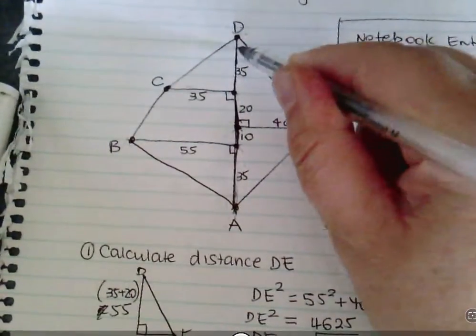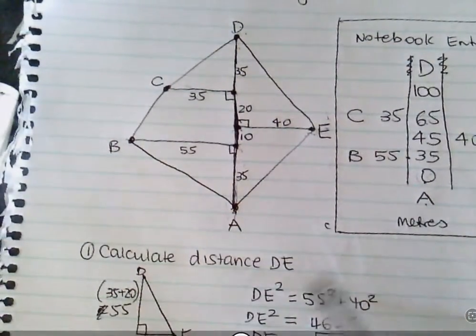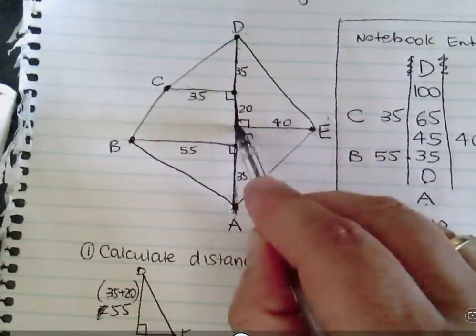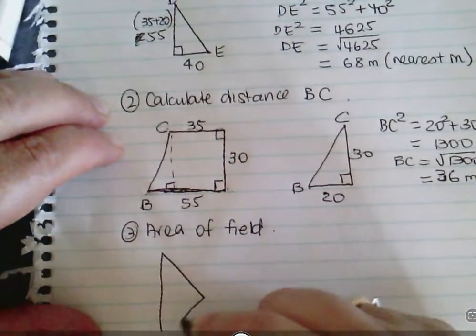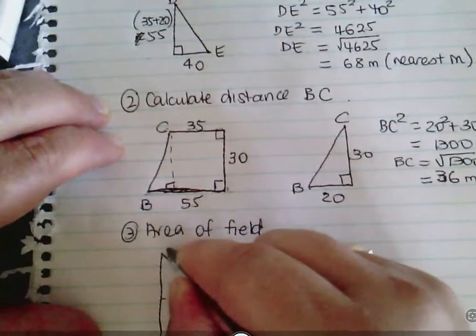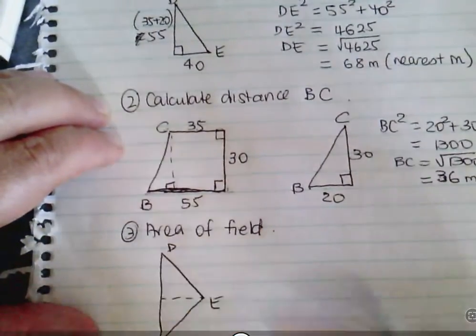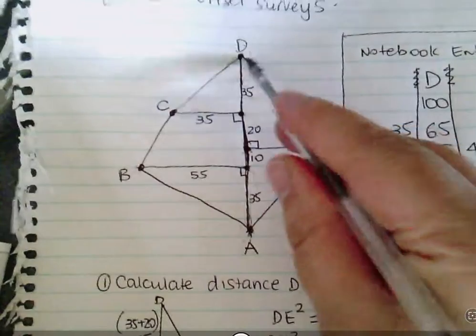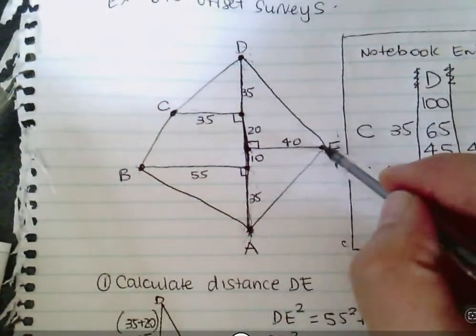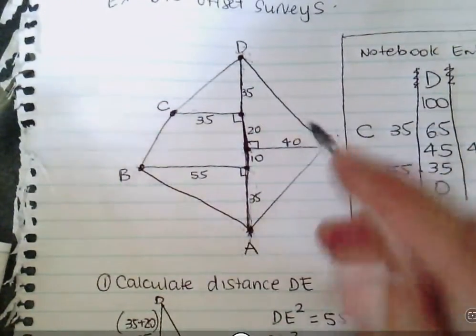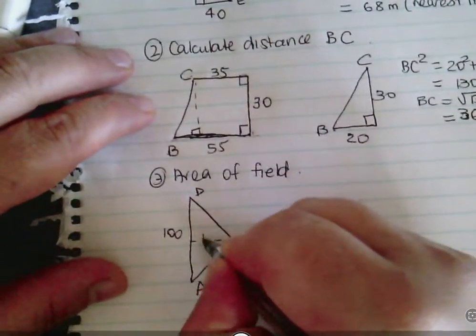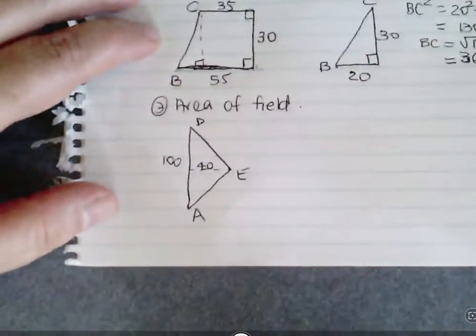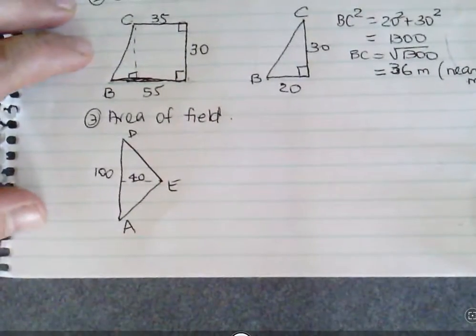So what's the distance from A to D? Look at your notebook entry. 100. And this is 40. So I'm going to draw that triangle now. I'm doing this one first, and I'm labeling it as DEA. So going back up, I'm drawing this triangle on the right, ADE. It's 100 base, perpendicular height 40. So I've got 140. Are we okay? That's one bit of it. That's the right-hand side of the field.